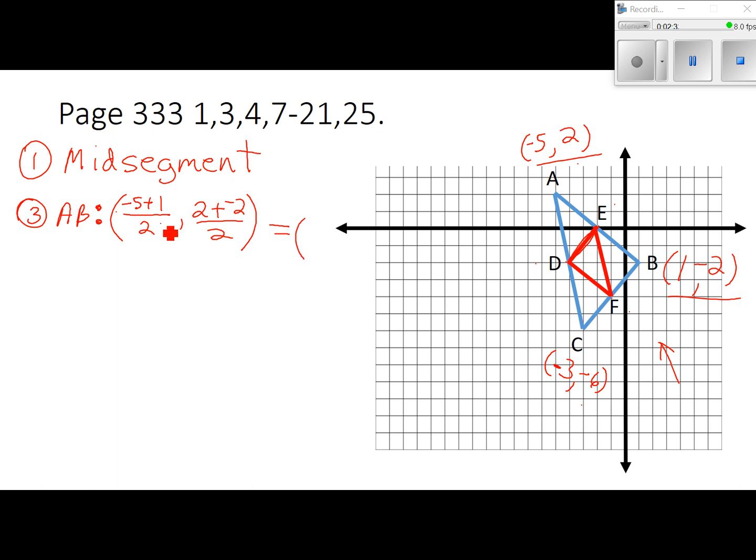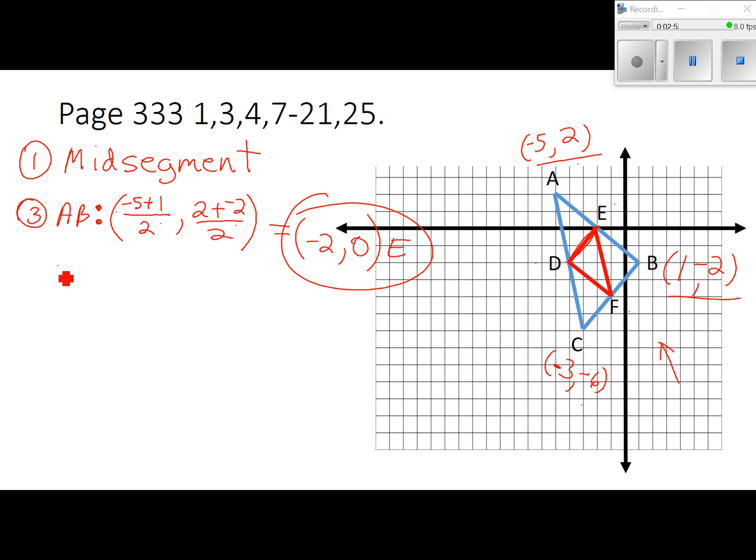We do the math here. -5 plus 1 is -4. -4 divided by 2 is -2. On this one, 2 plus a -2 is 0. 0 divided by 2 is 0. That's the coordinates for point E. So that's one of our answers.